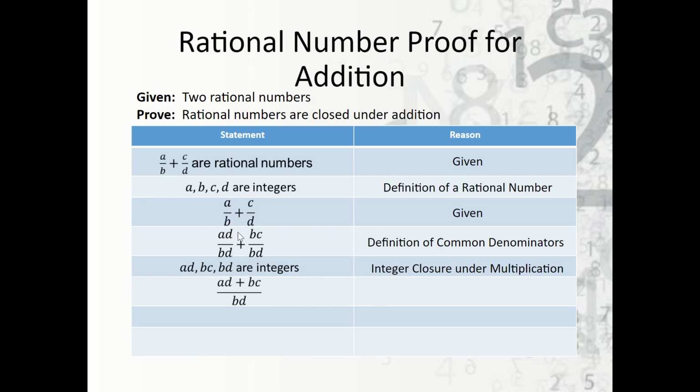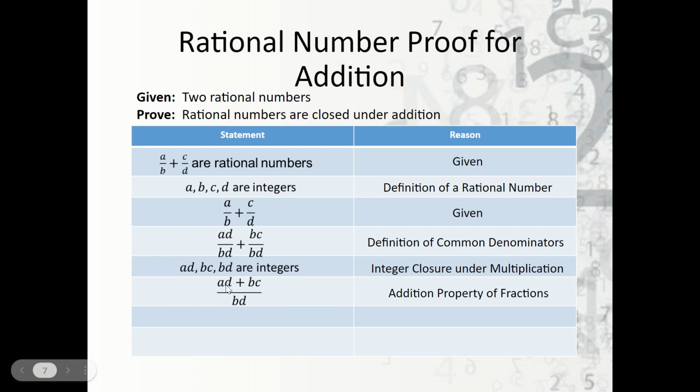Now we're going to go ahead and combine the numerators just like we would with addition of fractions. So we have AD plus BC, and the denominator stays the same, which is BD. And that's just the addition property of fractions, right? The addition property of fractions says we add the numerators and leave the denominator as is.